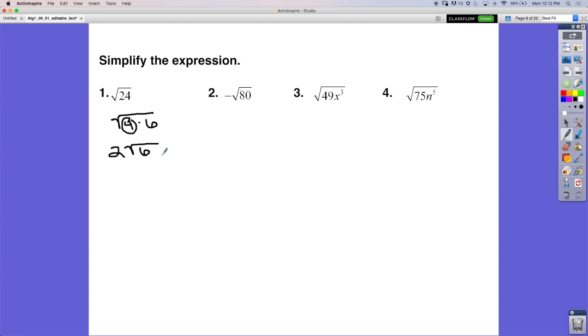So this, you cannot do on a calculator. You need to do these by hand because I want the answer in radical form. I don't want it in decimal form. So you have to know your perfect squares. All right, so let's look at this one.